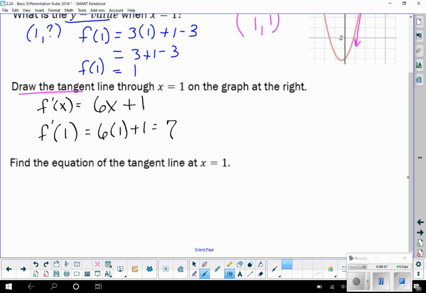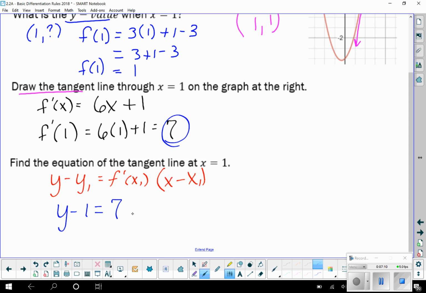To write the equation of the tangent line, that's going to be y minus y1 equals f prime evaluated at x sub 1 and then times x minus x sub 1. All right, so remember we have our ordered pair of (1, 1), so it's going to be y minus 1 equals, our slope was 7, and then I'd have x minus 1. And that is just fine to leave that as our answer. You do not need to put it into slope-intercept form.